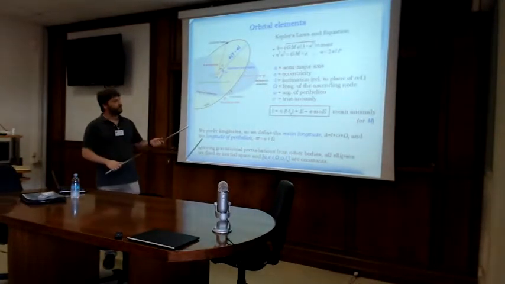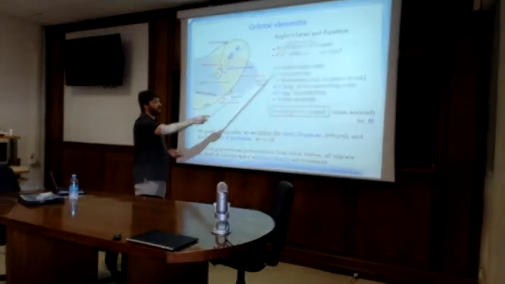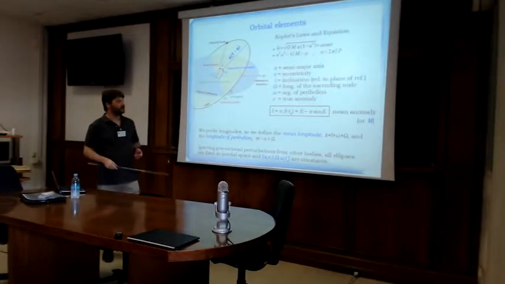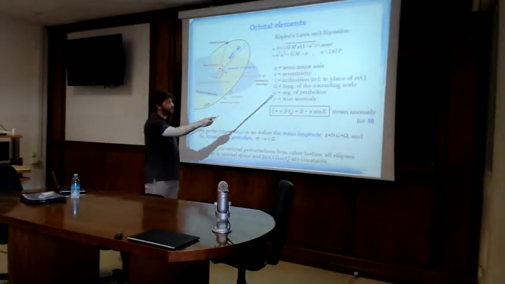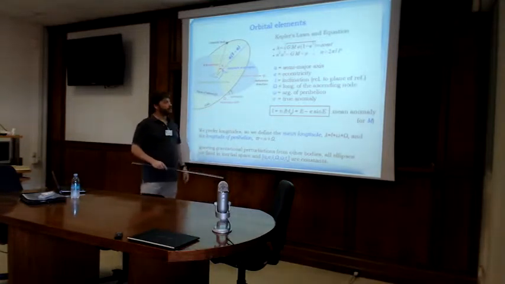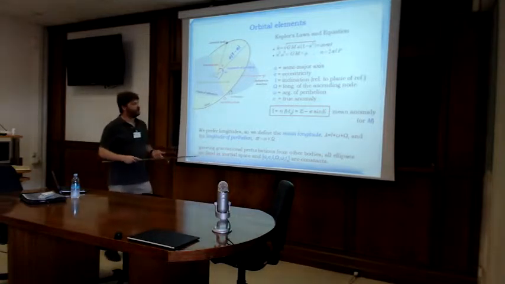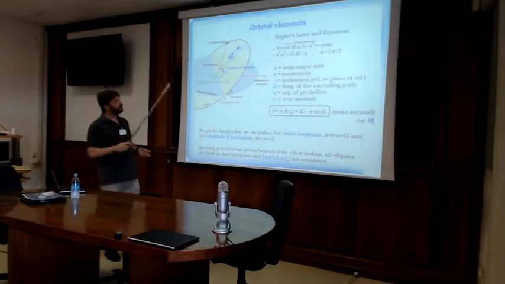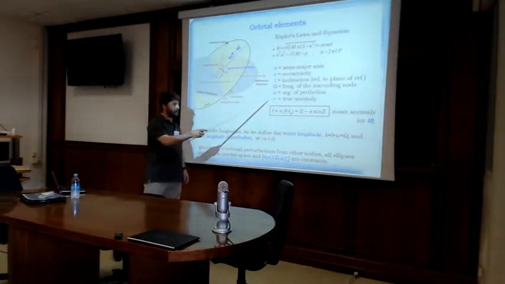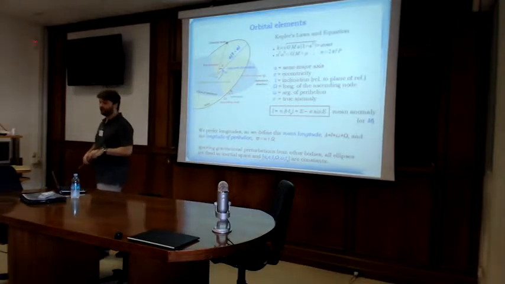Now, to describe an elliptic orbit, I need semi-major axis and eccentricity for the size and shape. I need inclination relative to the plane of reference. The 2 orientation angles are the longitude of the ascending node and the argument of the periapse. And the position of the body on this ellipse is given by the true anomaly, which is a non-linear function of time that we don't like.